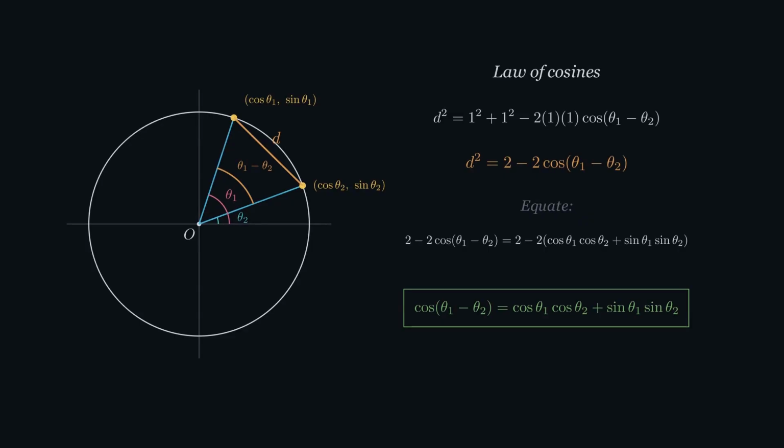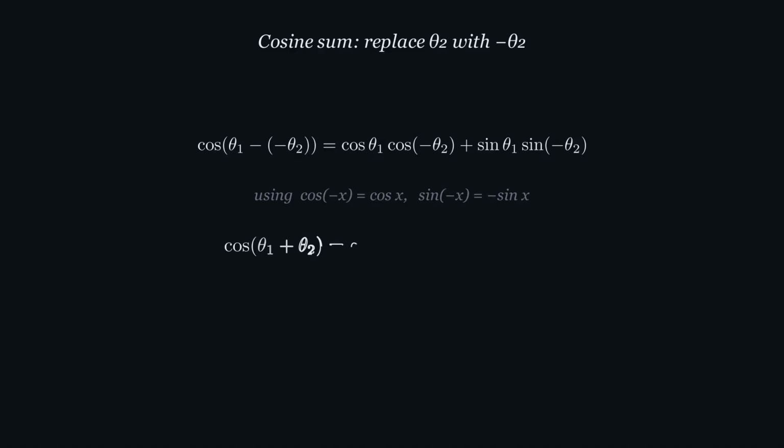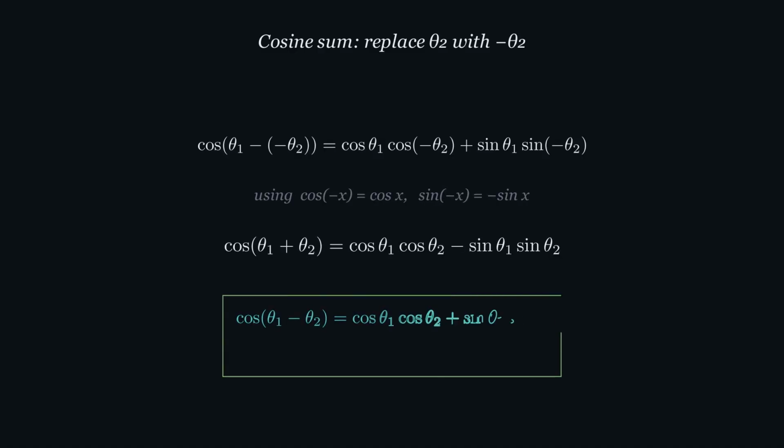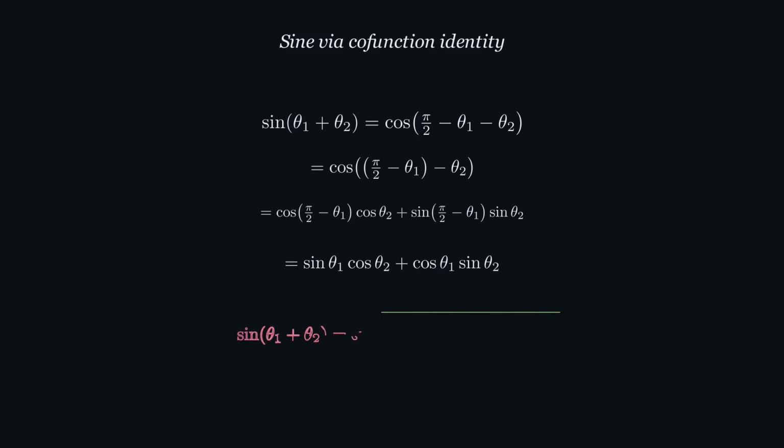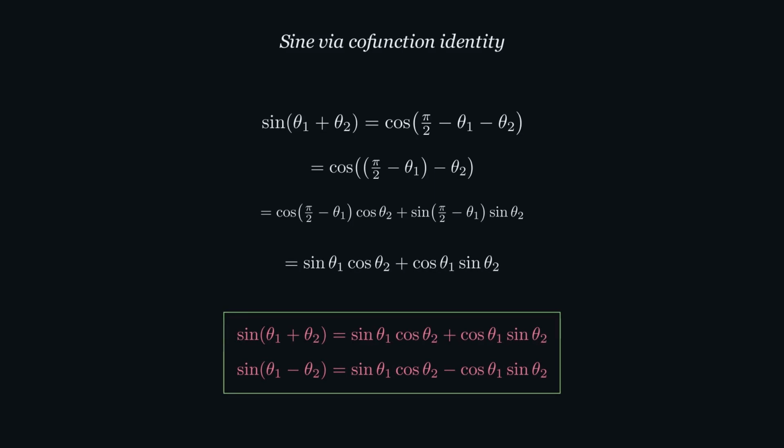But what if we have cos theta 1 plus theta 2? For this, we can just replace theta 2 in our original formula by minus theta 2. Using our negative angle identities, we arrive at cos theta 1 plus theta 2 equals cos theta 1 cos theta 2 minus sine theta 1 sine theta 2. To find the corresponding angle identity for sine, we use the fact that sine theta 1 plus theta 2 equals cos pi on 2 minus theta 1 minus theta 2. Substituting this into our compound angle identity for cosine, we eventually arrive at sine theta 1 plus theta 2 equals sine theta 1 cos theta 2 plus sine theta 2 cos theta 1.